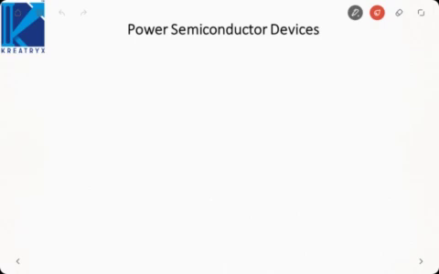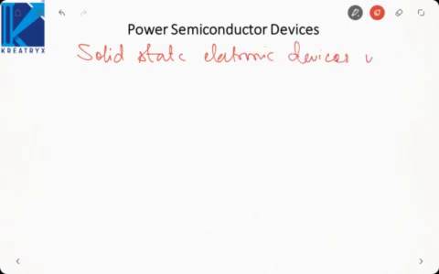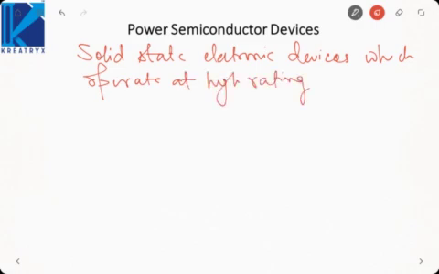Now what are power semiconductor devices? Power semiconductor devices are the solid state electronic devices which are designed to operate at high values of voltages and currents, or which are designed to operate at power ratings. So these are solid state electronic devices which operate at high ratings.